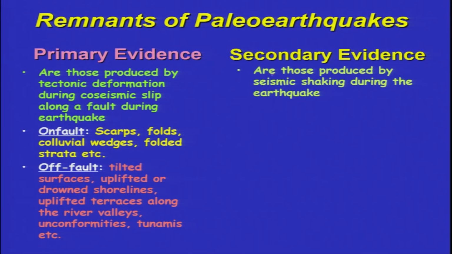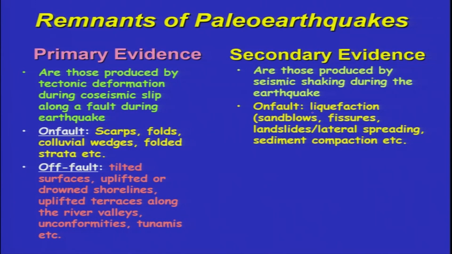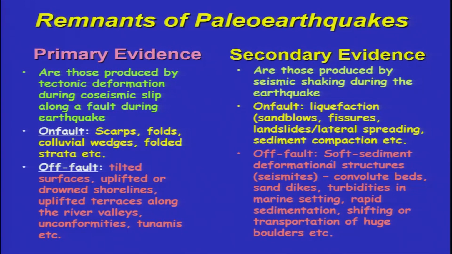Secondary evidence are those produced by seismic shaking during an earthquake. So, these are what is included on fault. You will see liquefaction, sand blows mainly, and fissures developing on the surface. I will talk in detail about the sand blows, and I have shown the fissures in a couple of slides when talking about the 1995 Kobe earthquake, and then landslide, lateral spreading, sediment compaction, etc. Off fault, you will see soft sediment deformation, seismites.